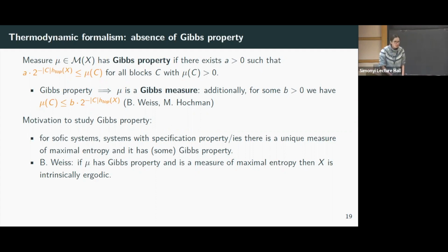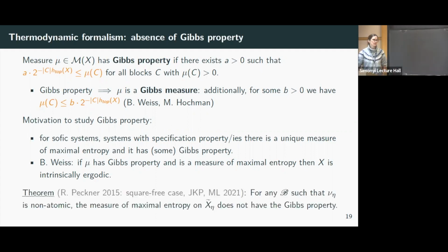We already know that these systems are intrinsically ergodic, but maybe you could take this path, but this is not true. Pechner proved in the square-free case that the measure of maximal entropy fails to have Gibbs property. And he asked if the same is true for all B. His proof really used the fact that B is the set of squares of primes, but it turned out that you can extend it using different methods.